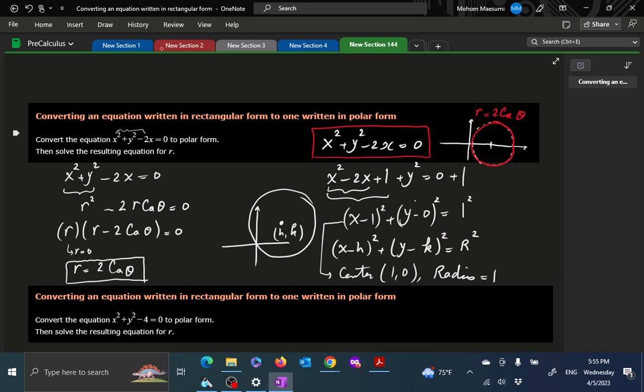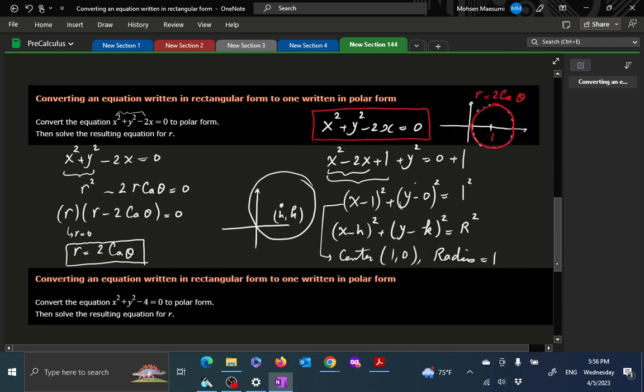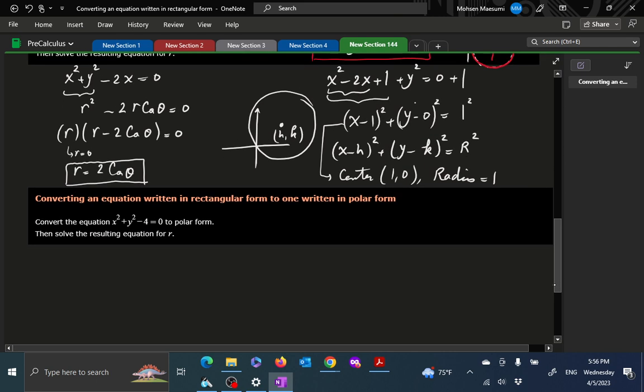So r equal to 2 cosine theta is the equation of a circle. Center of it is 1, radius is 1, and it just touches on the y-axis. Okay, so that was interesting. Among many of the trivial questions we had, that one stood out.